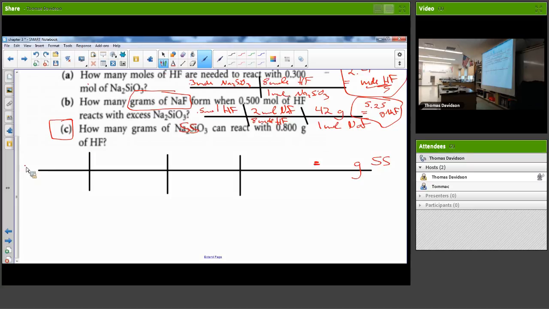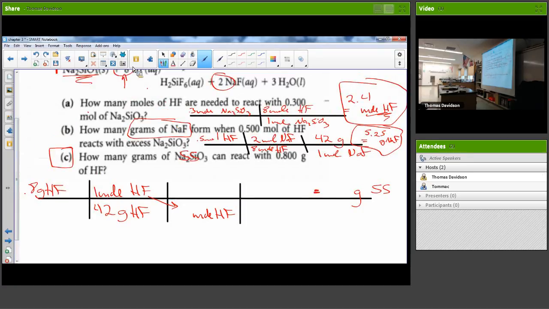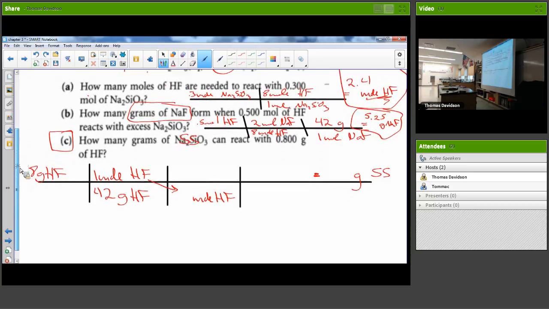So I start with my given, 0.8 grams of HF. What do I need to get rid of? Grams of HF. When I found that right at the start, we did it up here. It was 42 grams per 1 mole, right? So I put 42 grams, and it's always per 1 mole of the same thing. So what would I do on the bottom now? Take that over, right? What's in front of the HF in the balanced reaction? Right there. 8, right?